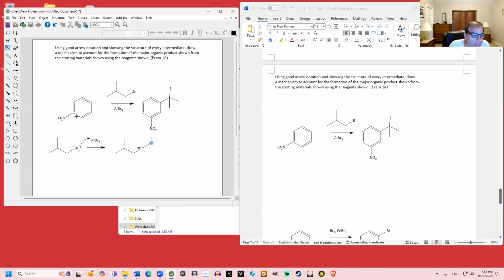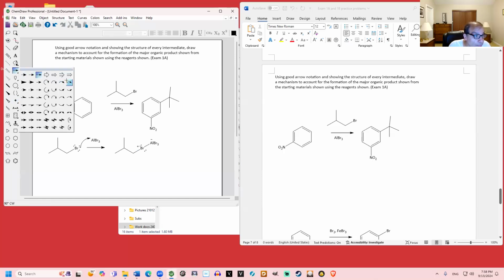We did one of these in class today. So the aluminum will now have a minus charge, as it would if it were iron. The bromine has a plus charge, like that. The bromine really doesn't like to have that plus charge.